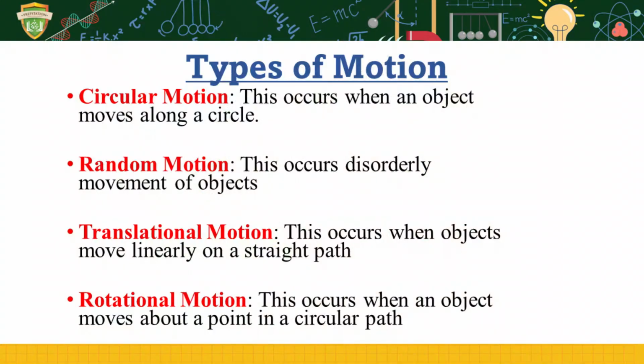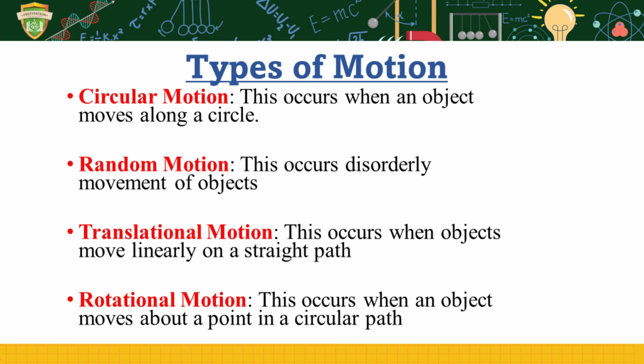Now, types of motion. For example, you have circular motion. Circular motion is when an object is moving along a circular path. When an object moves in a circle, we are said to have undergone circular motion. Random motion is the movement of an object in a disorderly manner. When there is a disorderly movement of objects, we can say that there is random motion.